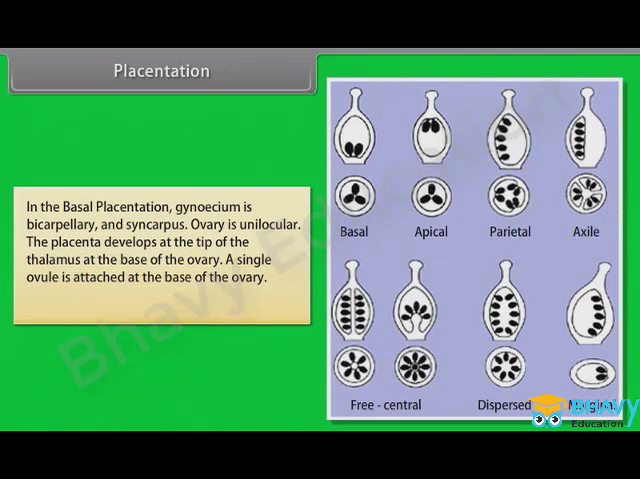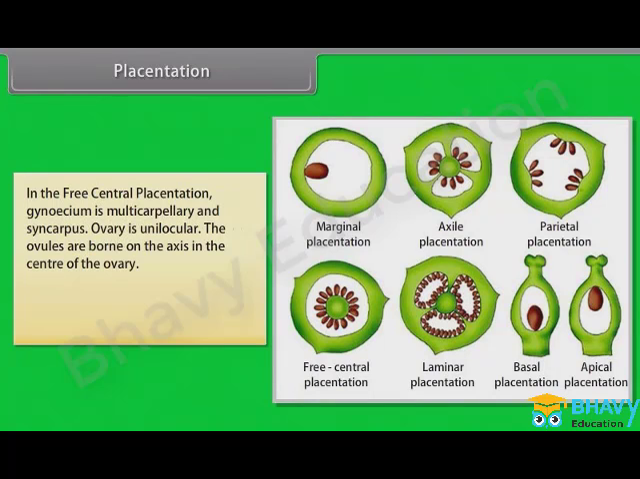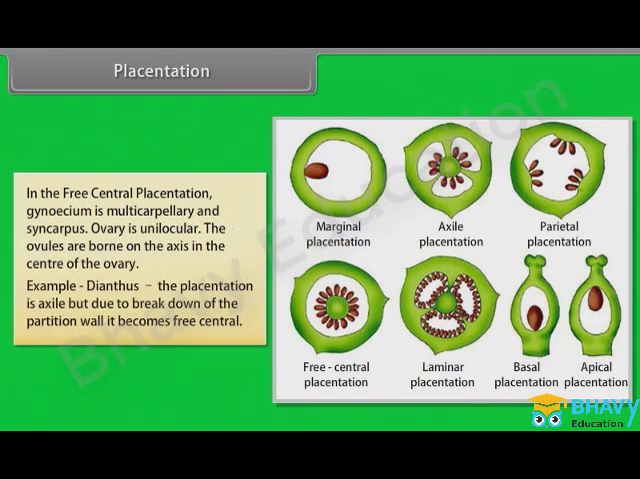A single ovule is attached at the base of the ovary. Example: Tagetes. In the free central placentation, gynoecium is multicarpellary and syncarpous. Ovary is unilocular. The ovules are borne on the axis in the center of the ovary. Example: Dianthus. The placentation is axile, but due to breakdown of the partition wall, it becomes free central.